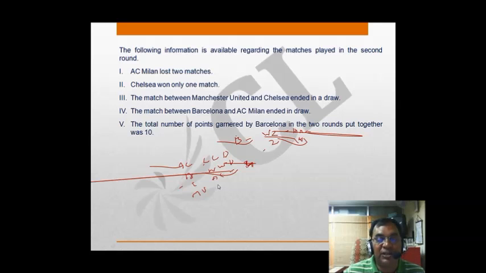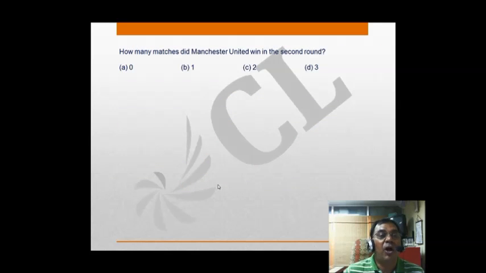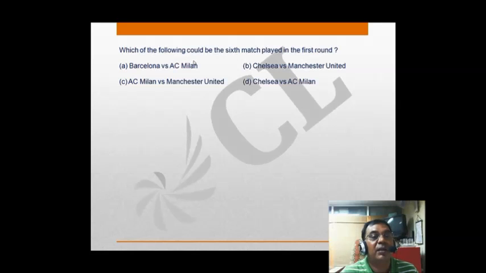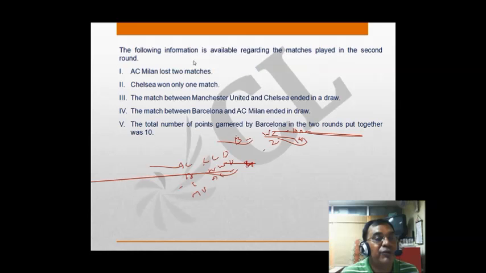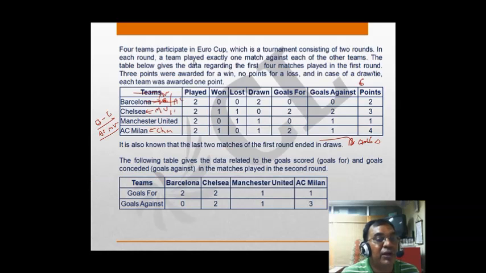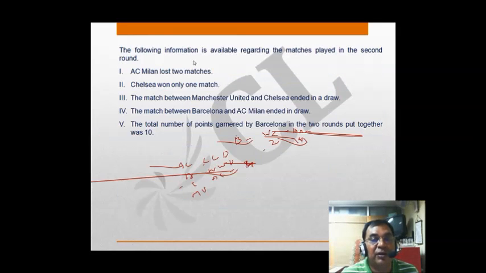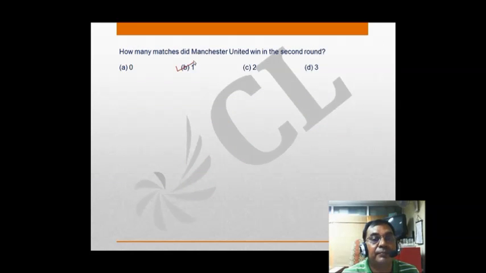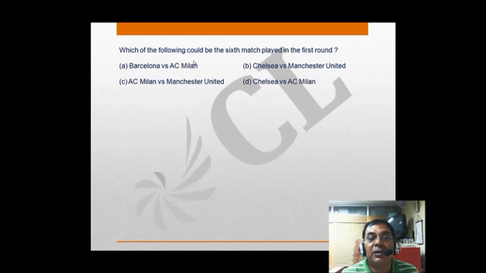So the picture is clear to me in my mind. How many matches did Manchester United win in the second round? Obviously it comes to 1. It won against AC Milan. Which of the following could be the 6th match played in the first round? We had already worked out who will be playing: Barcelona with Chelsea, and AC Milan with Manchester United. So AC Milan with Manchester United is the answer.